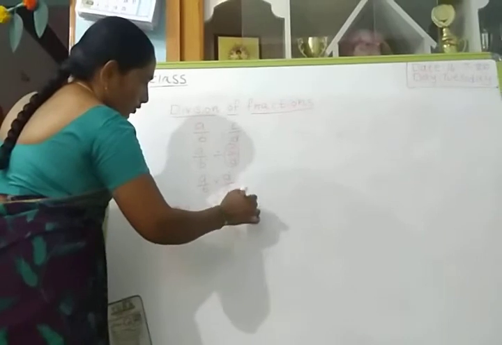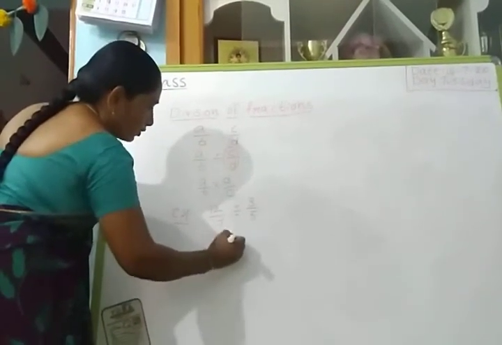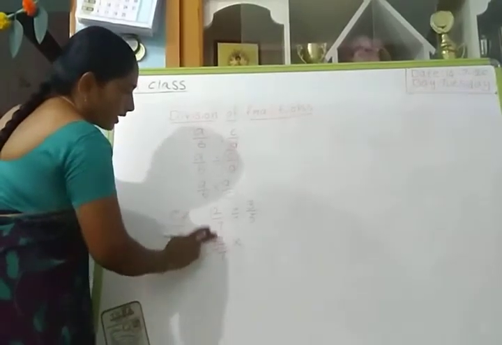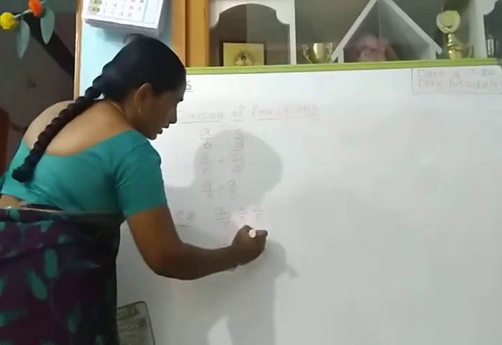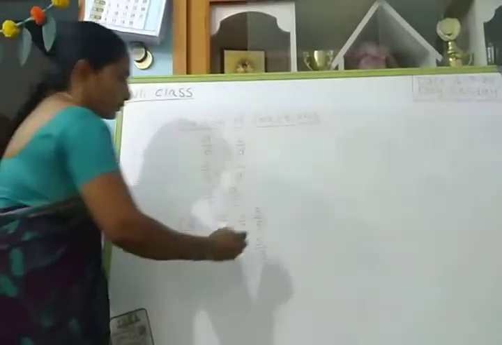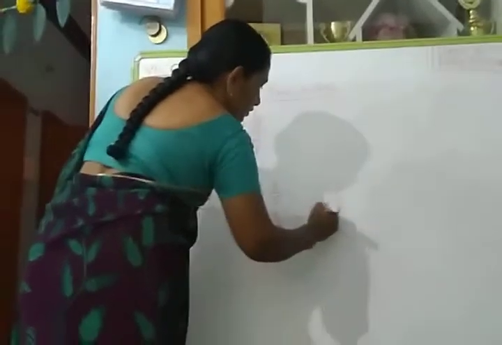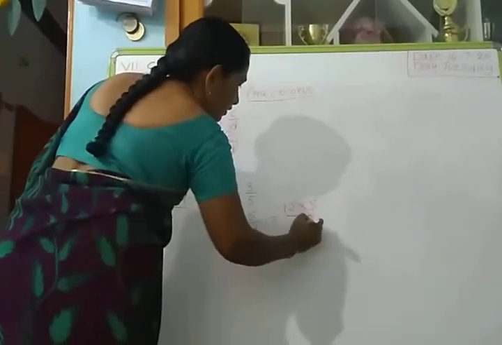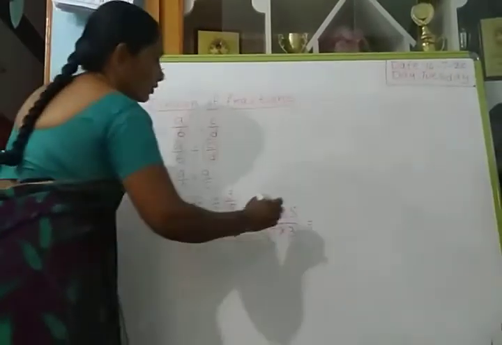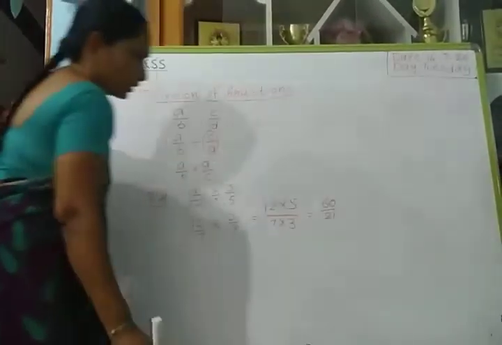So which one's reciprocal do we have to take? The reciprocal of 3 by 5, and then the product. So 12 by 7 we write as it is. Next fraction: the reciprocal of 3 by 5 is 5 by 3. So 12 into 5 by 7 into 3. 12 5s are 60 by 7 3s are 21.